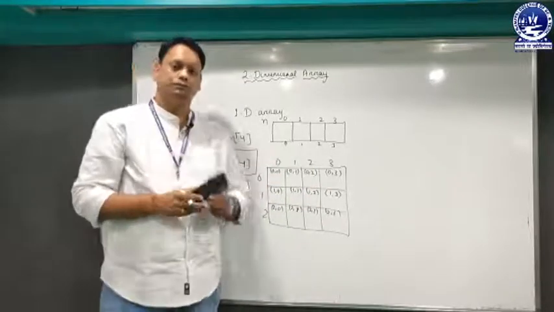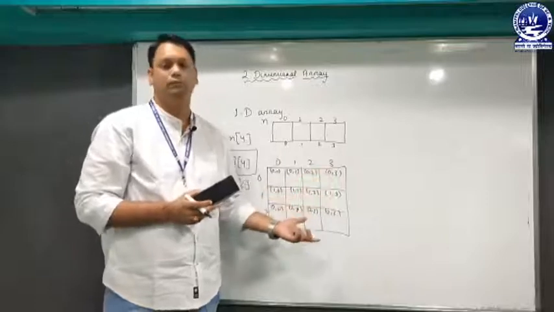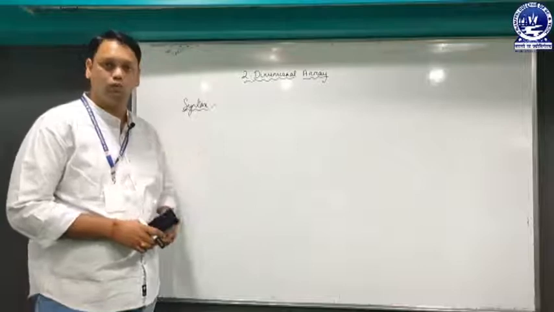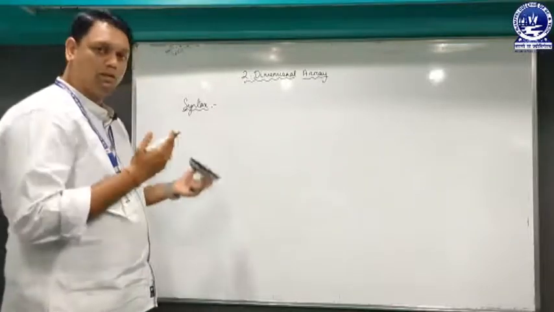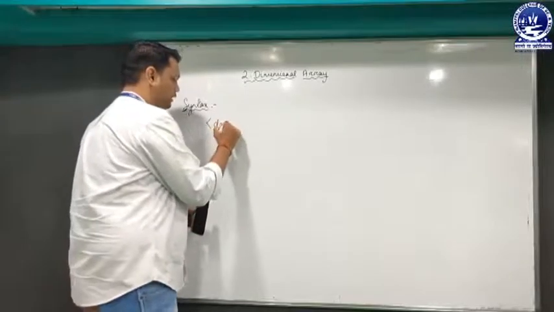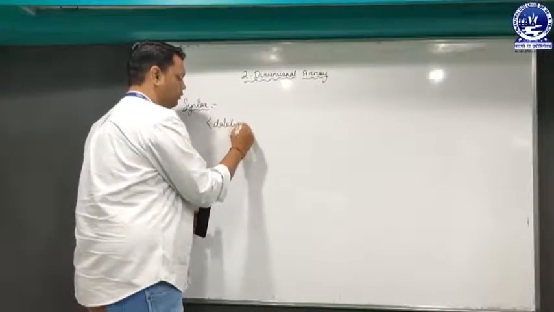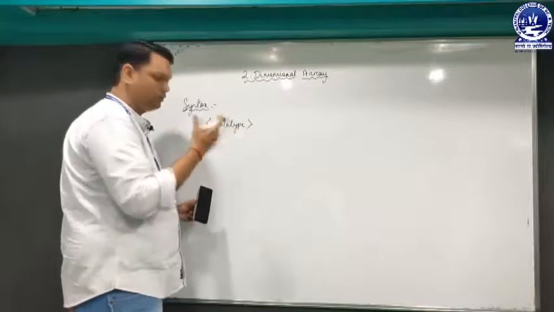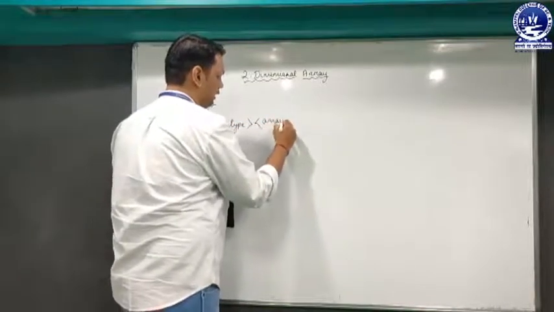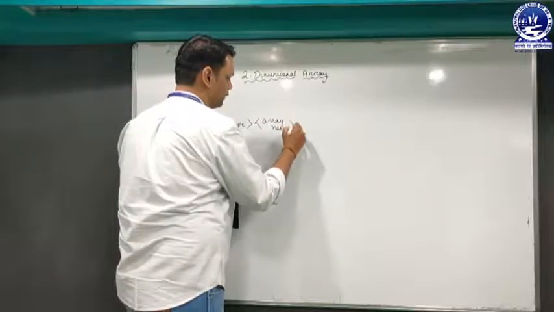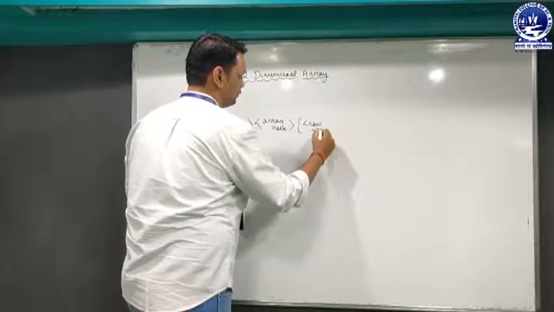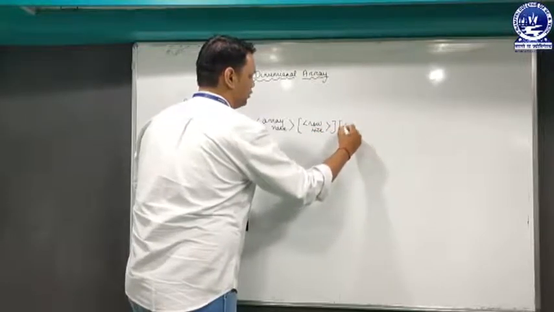Now we will move to the syntax and examples of a 2D array. The syntax of a two-dimensional array is very similar to the concept of a 1D array. First we have to specify the data type of the array, because we know that an array carries a single data type. Next comes the array name, then the row size, then the column size.